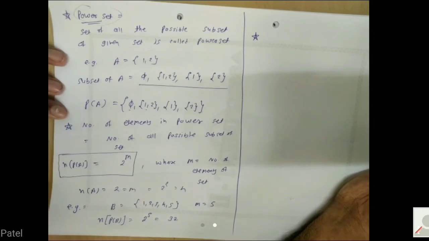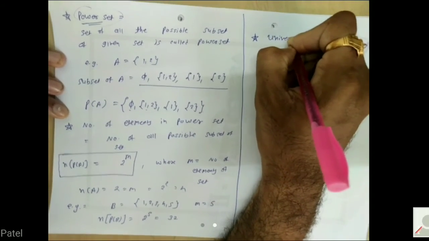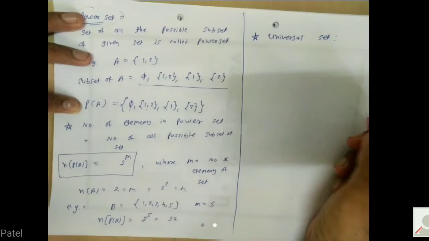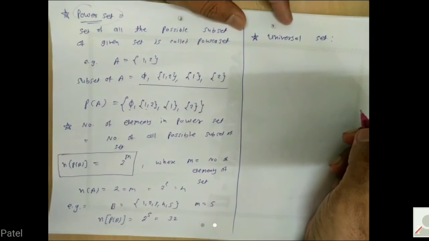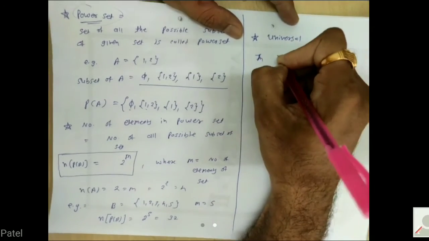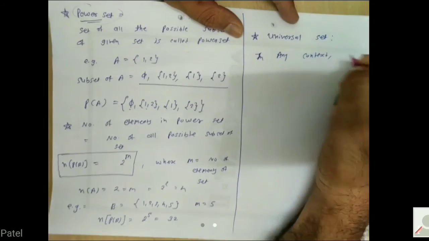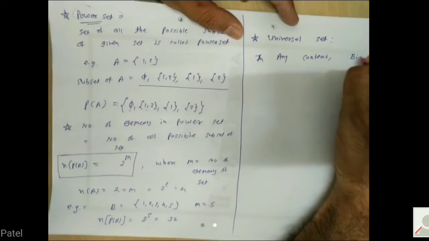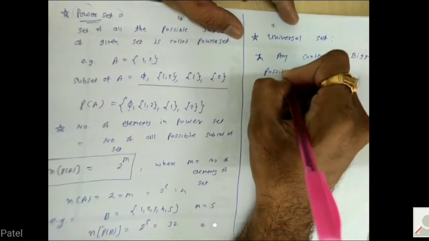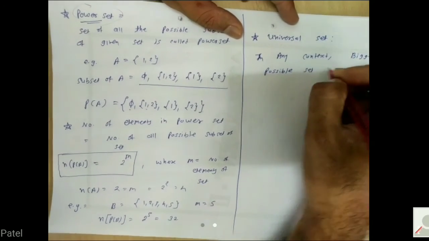And the last one is the concept of universal set. So what is universal set? The universal set is the set that you have to consider in any context. In any context, the biggest possible set is the universal set.